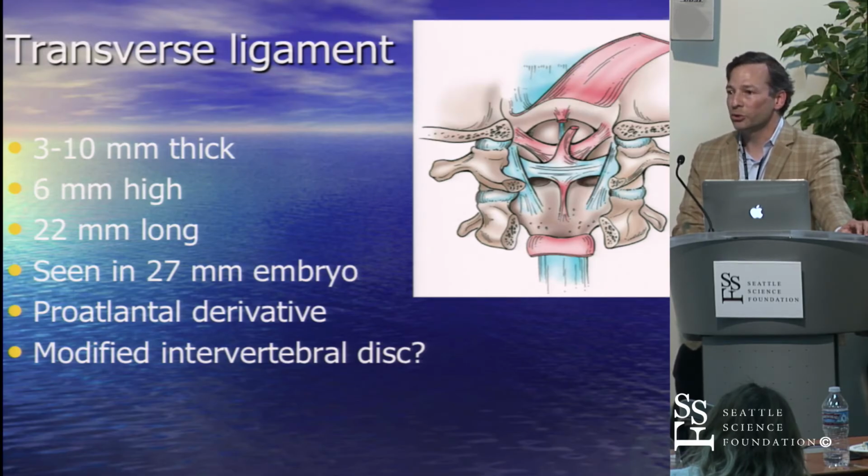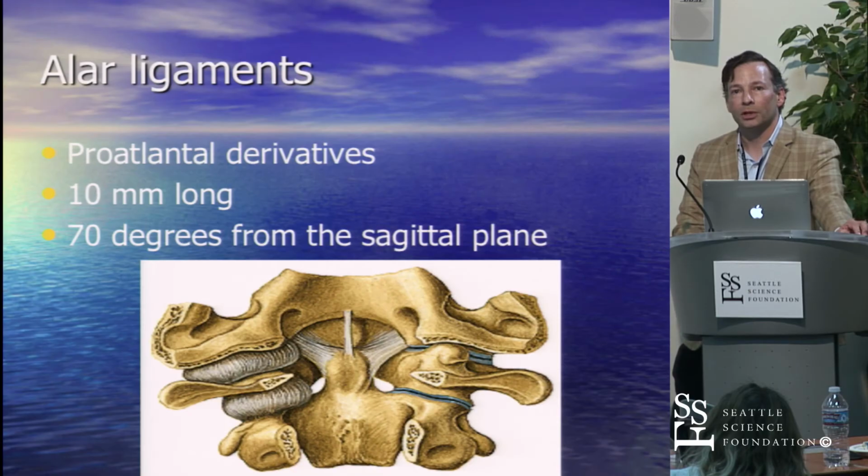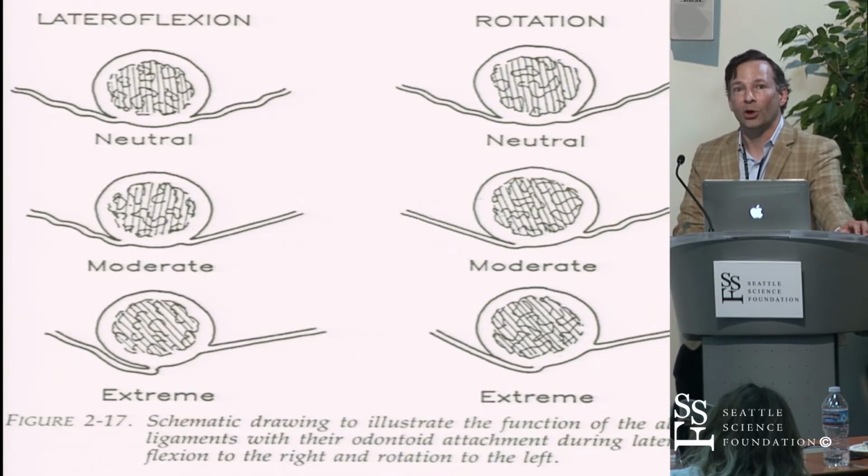It's about 22 millimeters long and has, as we'll see a little bit later, a fairly high avulsion force necessary to avulse this ligament. Alar ligament we see as running at about 70 degrees in the coronal plane off of the sagittal plane. It's again a proatlantal derivative, about 10 millimeters long.